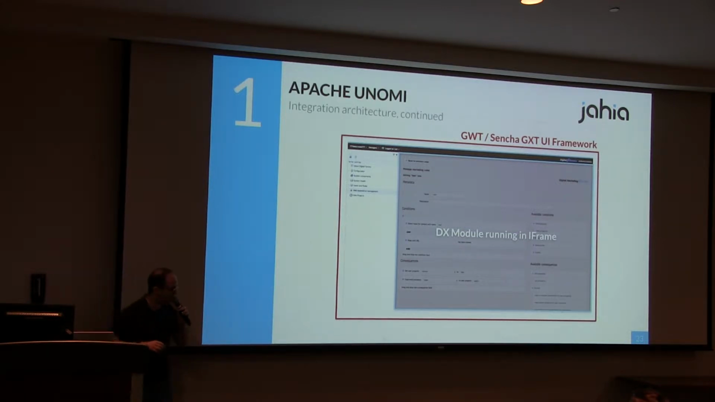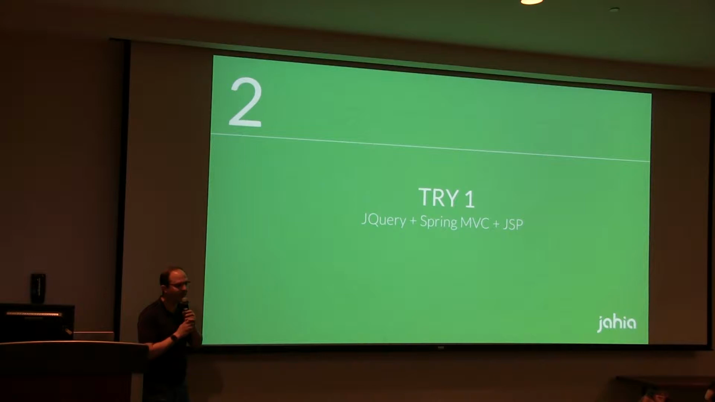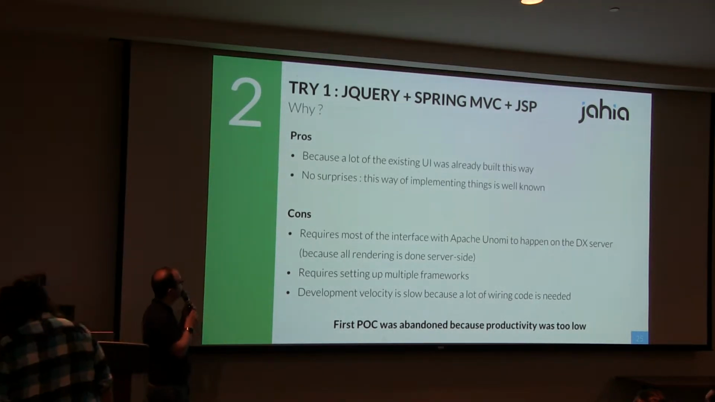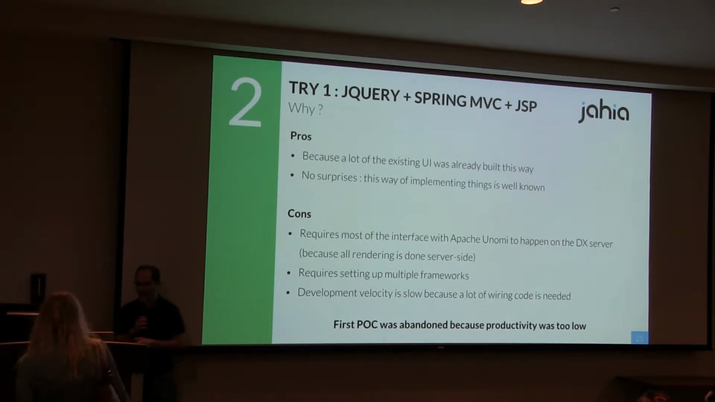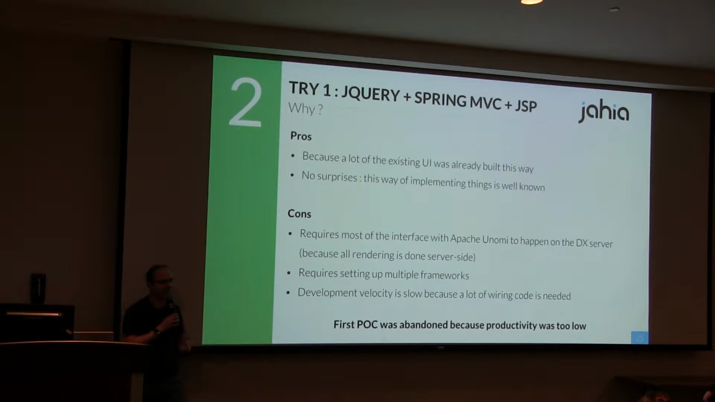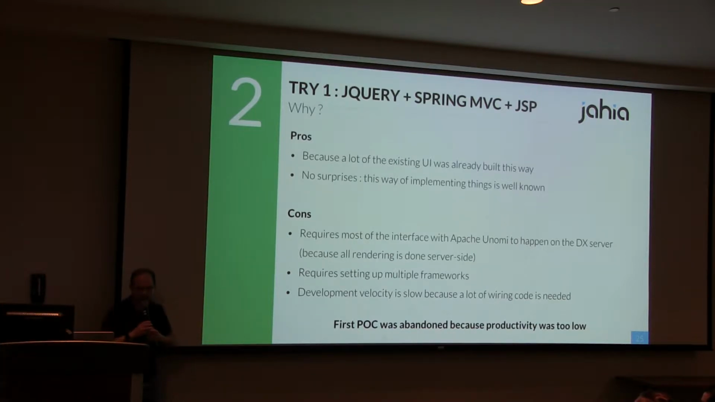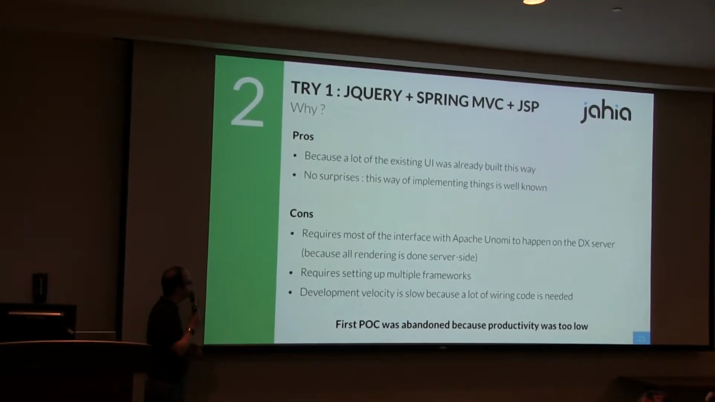So how did we build this? Well, it was an iterative process. We didn't get it right at first. The first try was, let's build this with jQuery, Spring MVC, and JSP. I get your question. Why on earth would we do that? Well, because the product has evolved over a long time, and this was the way that you initially built modules. If you were building a new UI for the administration, you would build it using these technologies. Now the good thing about that is it's a known problem. We know what to expect. We know how to do this.